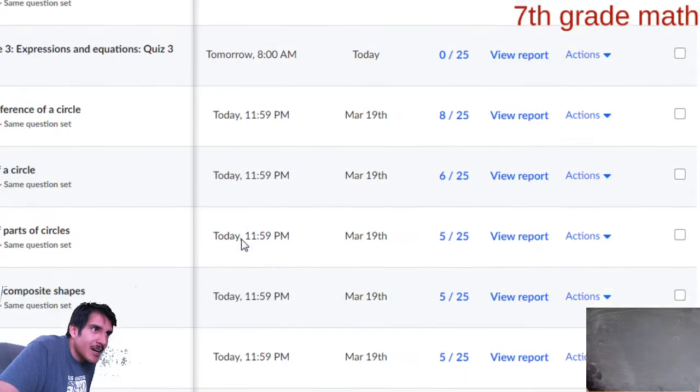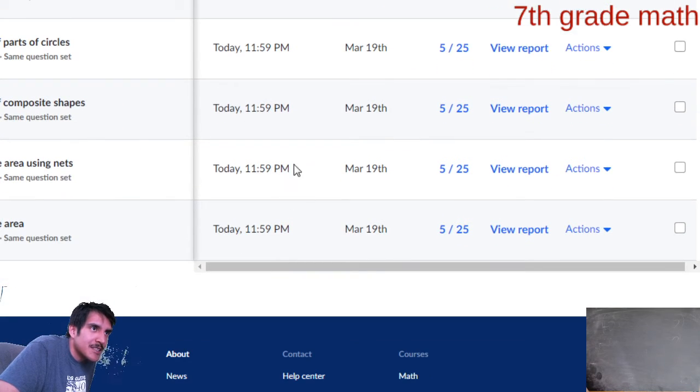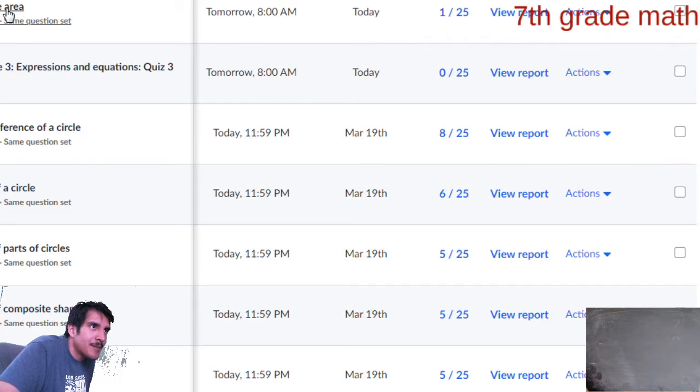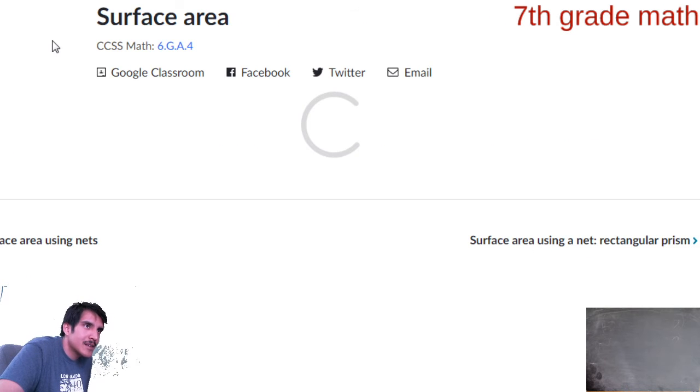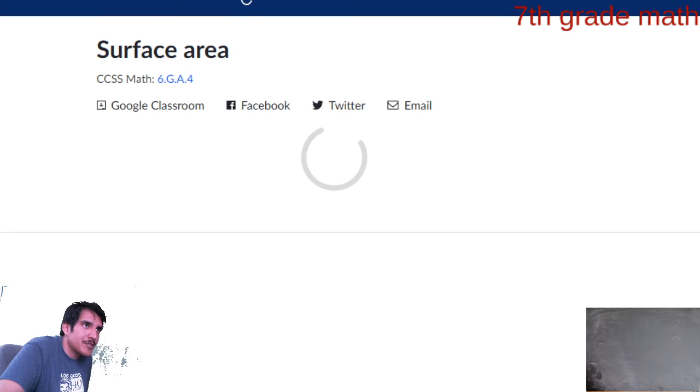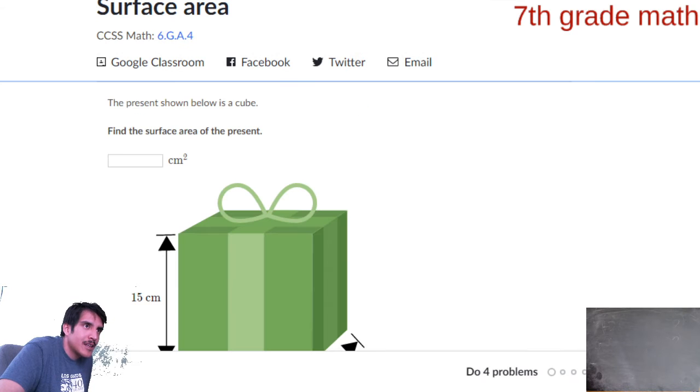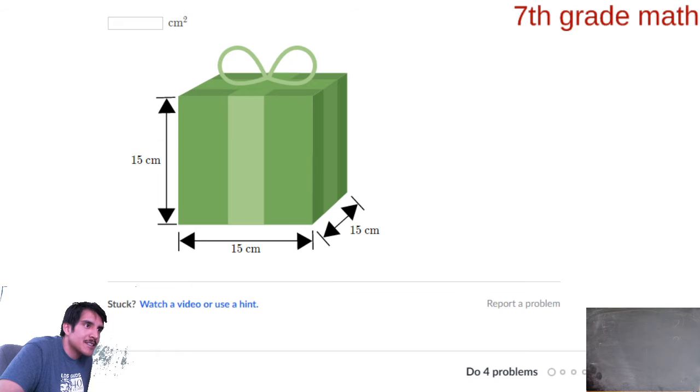Come on. All right, we're surface area using nets. All right, so I just did that one. Now I'm going to do regular surface area. So this is the regular surface area assignment. Let's look at this cube right here. There's a little gift right here.